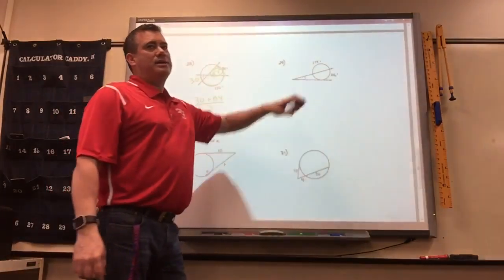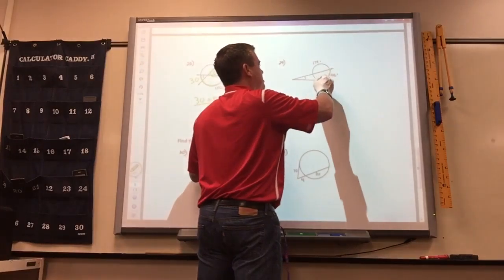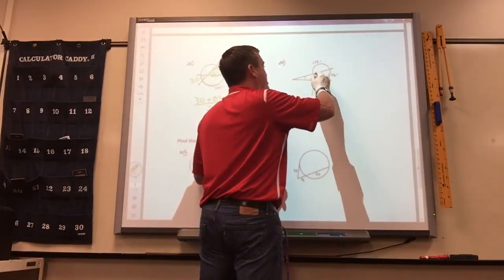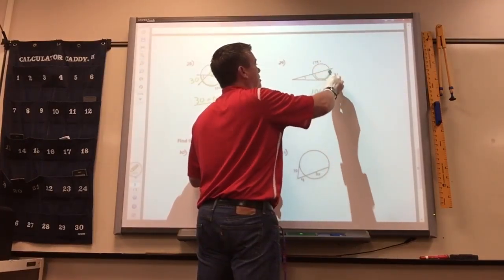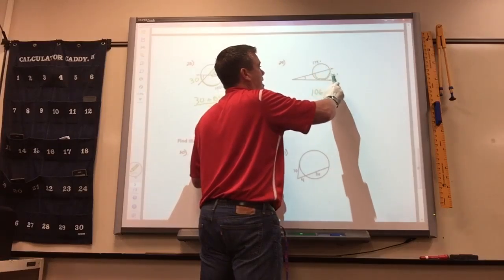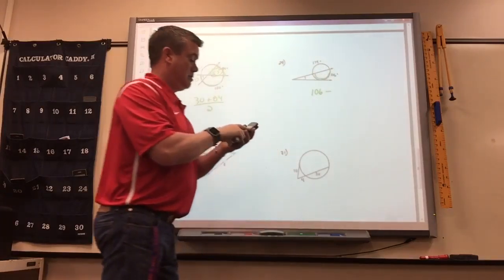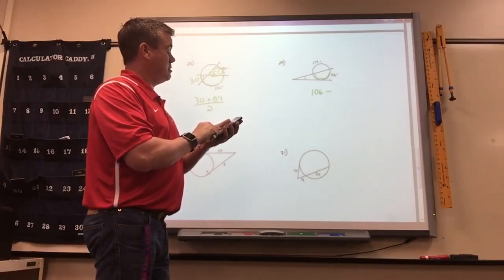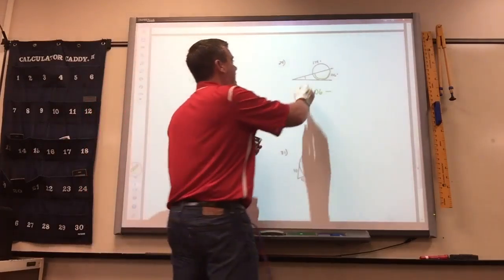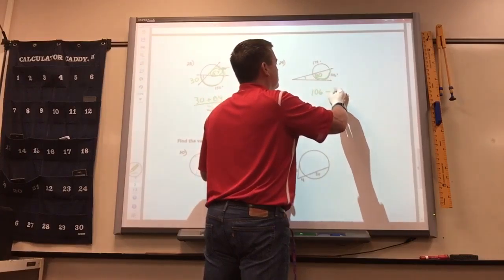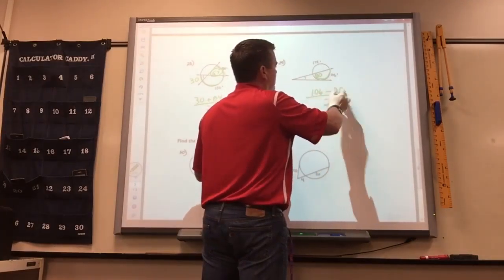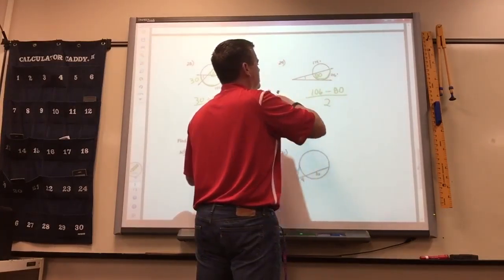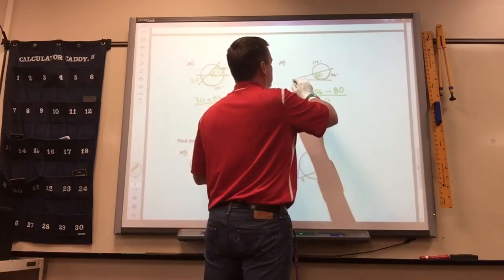When it's outside, you got to subtract them. 106 minus this arc, which we can figure out. Just take 360 and subtract these two, and what's left is that. So 360 minus 174 minus 106 is 80. Divided by 2, that's 23. Divided by 2 is, or not 26, divided by 2 is 13.